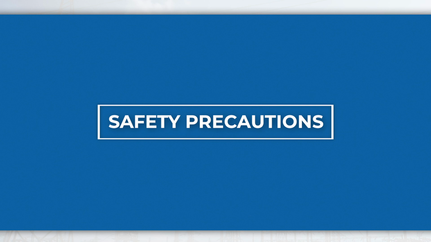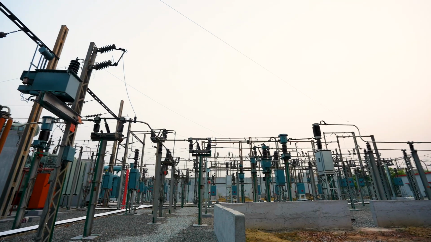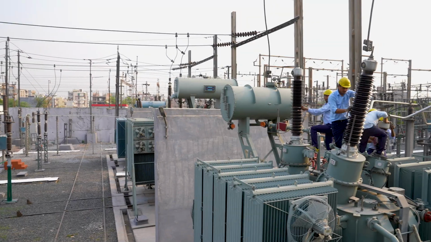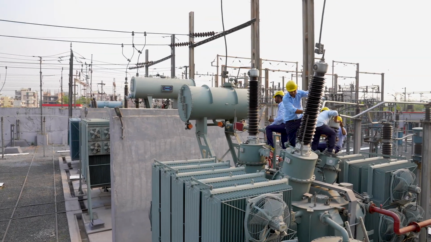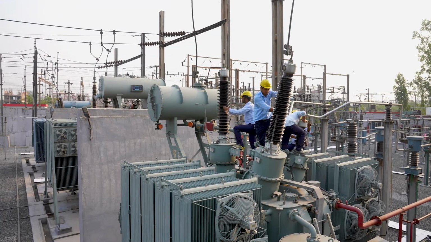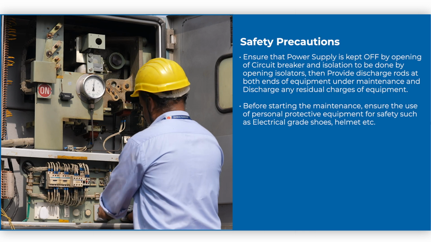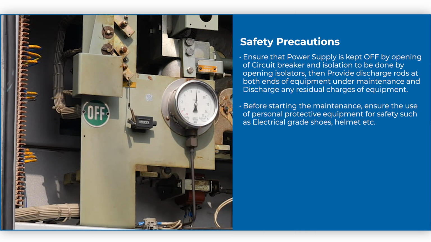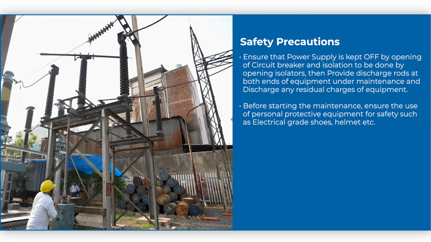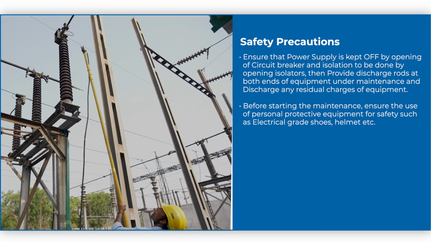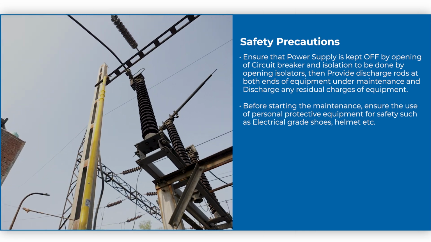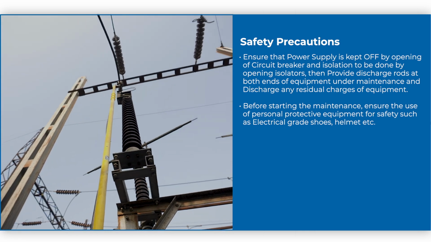Safety precautions. In order to ensure safety of equipment and personnel, some general precautions have to be taken while maintaining the transformer. Ensure that power supply is kept off by opening the circuit breaker, and isolation to be done by opening isolators. Then provide discharge rods at both ends of the equipment under maintenance and discharge any residual charges of the equipment.